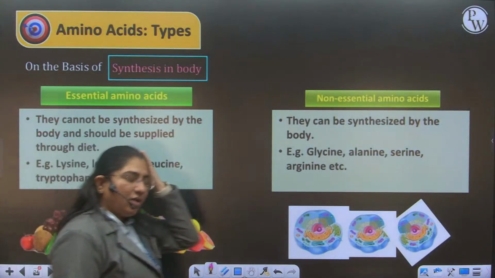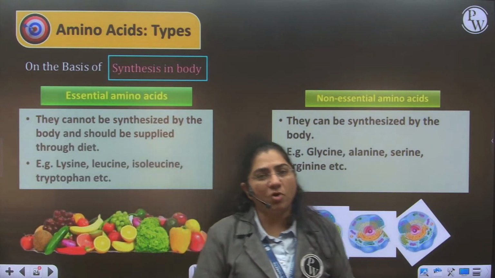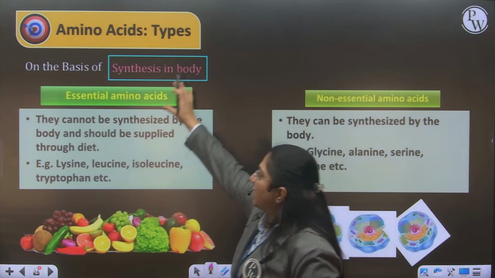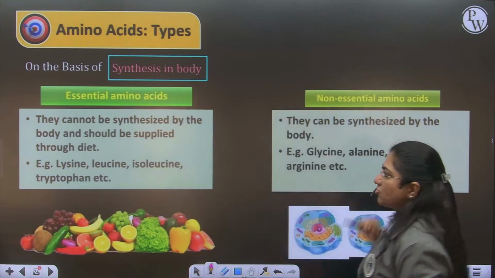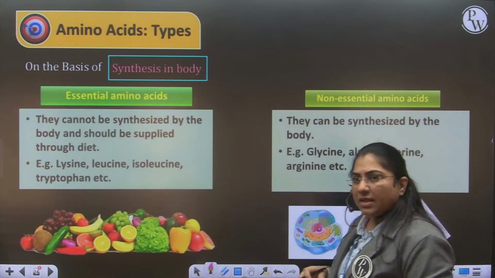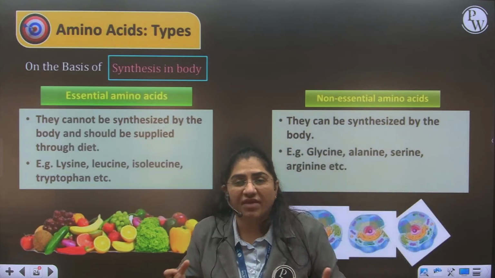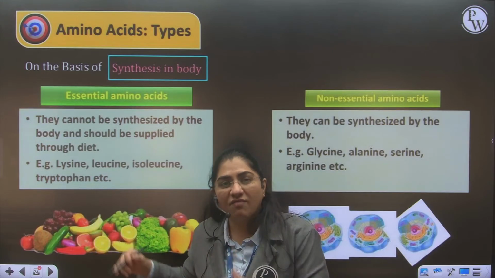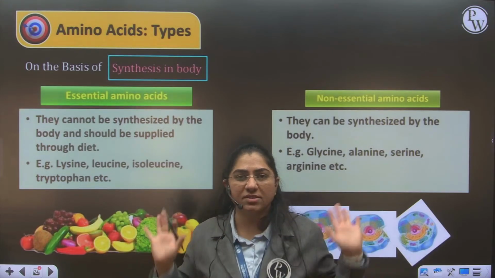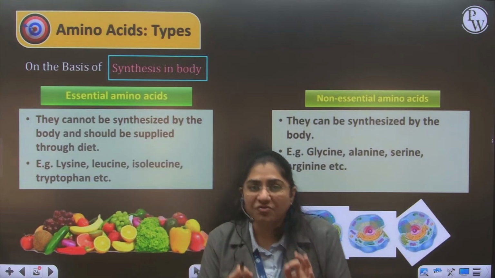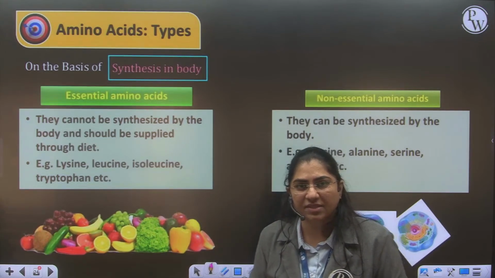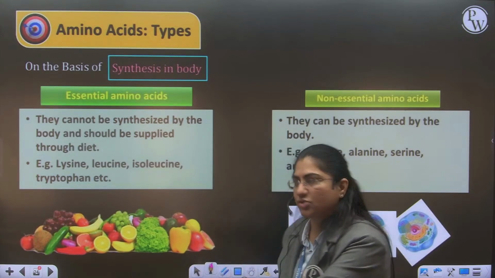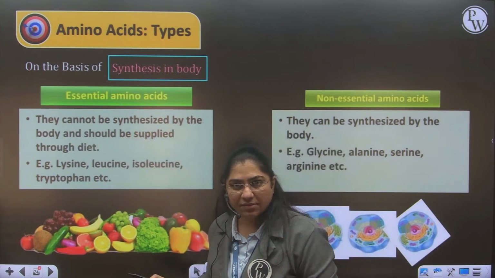There is one more way of classifying amino acids, and that is on the basis of synthesis in our body. On the basis of synthesis, we classify them into essential and non-essential amino acids. Essential, as the name suggests, are very, very important. Not that the others are not important, but comparatively these are more. Why? Because our body cannot synthesize them on its own, and we receive these amino acids from our dietary source. The proteins that we eat are the dietary sources of these amino acids.